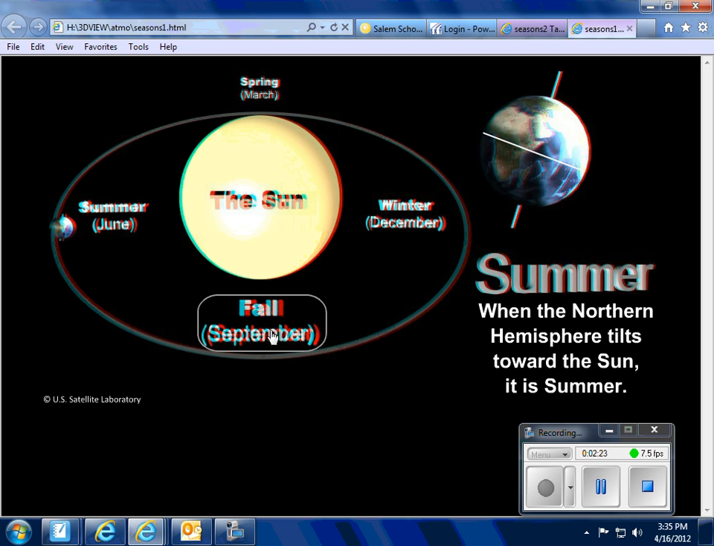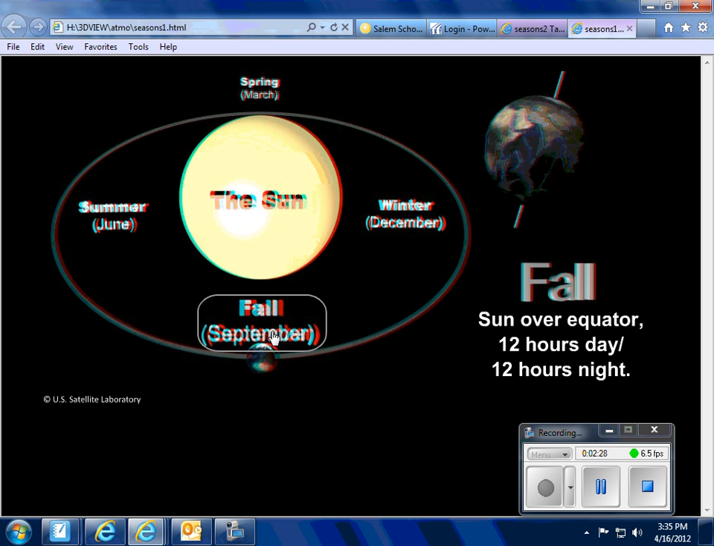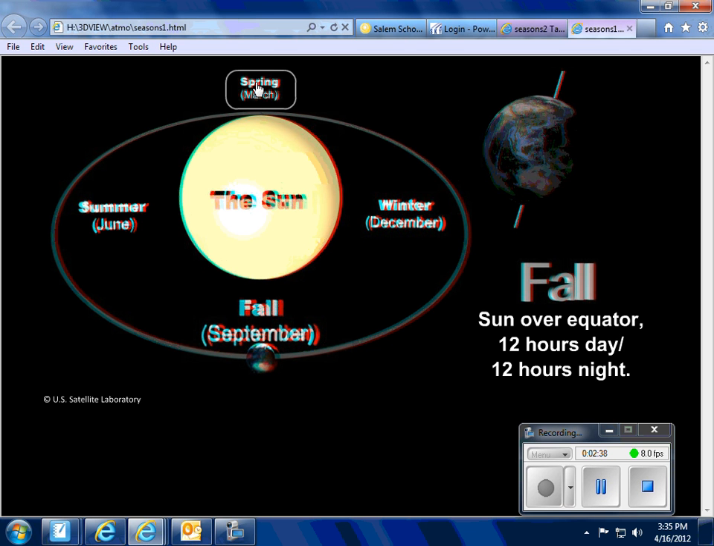Now, in fall and spring, we get the same amount of sunlight and the same amount of night over the equator, in the northern hemisphere and the southern hemisphere. So in spring and fall, temperatures stay relatively close to the same amount.